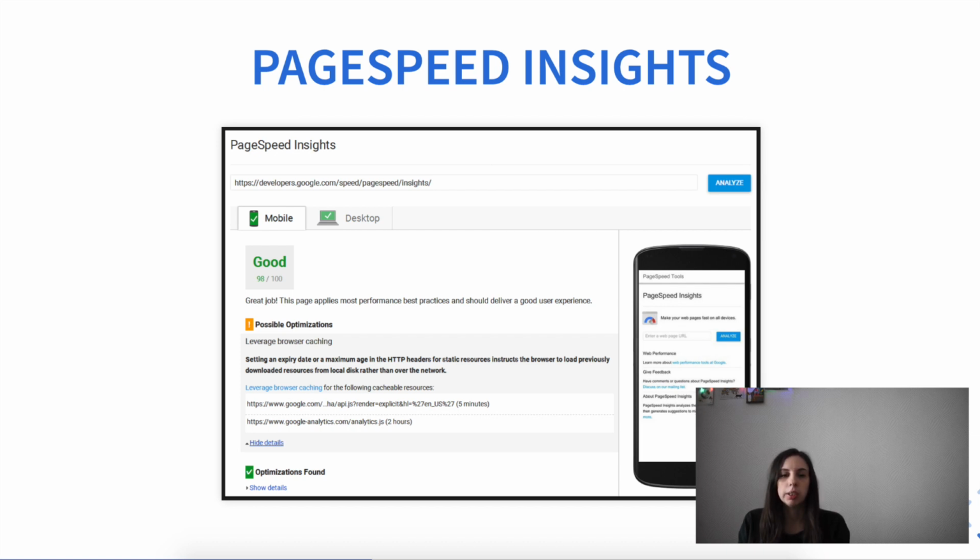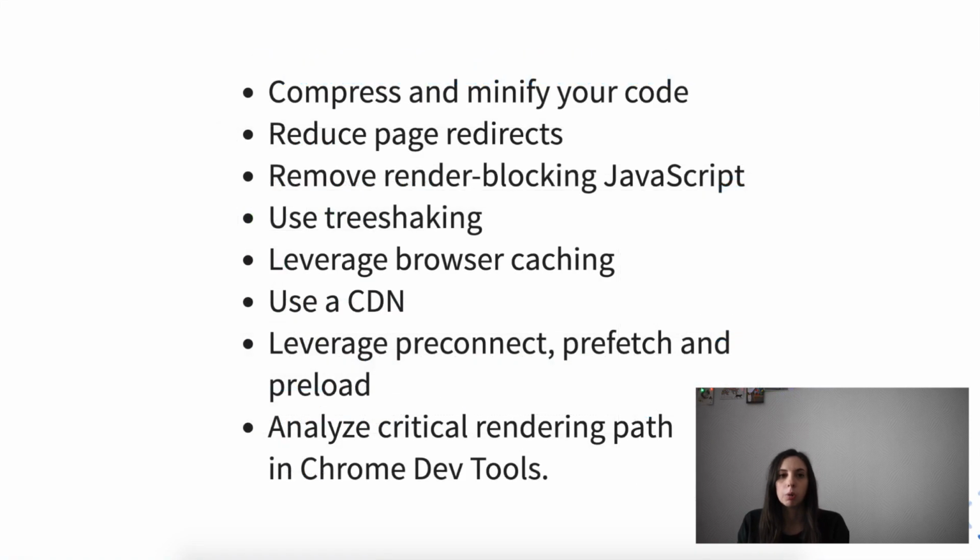You can see recommendations in these services like modify CSS, JavaScript, and HTML files you should do. Also, you can improve speed of your site to do next points. To compress and modify your code, reduce page redirects, remove render blocking JavaScript, use tree shaking, leverage browser caching, use a CDN, leverage pre-connect, pre-fetch, and preload.